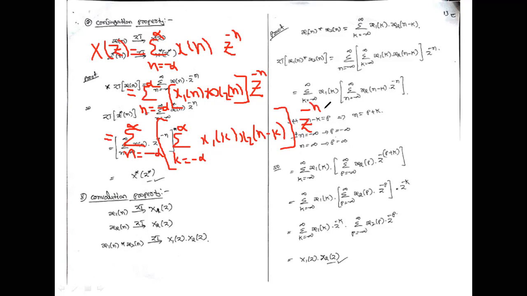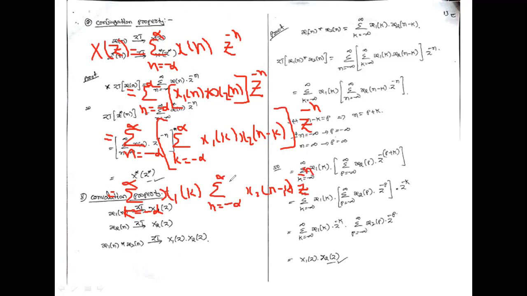Now, the n variables you can write on one side, and the k variables on another side. The first term is the sum over k from minus infinity to infinity of x1 of k, and the remaining function I'm writing here is the sum over n from minus infinity to infinity of x2 of n minus k, z power minus n.